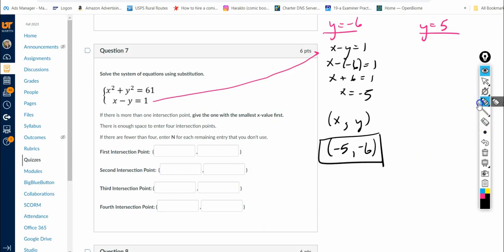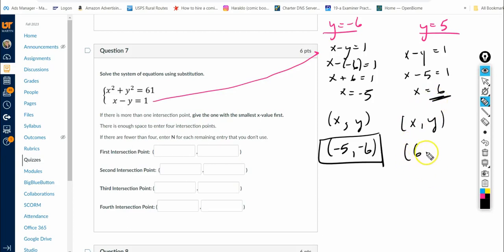I'm going to write the same thing. Just trying to get my stylus to work. x minus y equals 1. So I'm going to have x minus 5 equals 1. Add 5 to both sides, and x is equal to 6. So again, instead of x comma y, remember the x value comes first. So I'm going to have 6 comma 5.